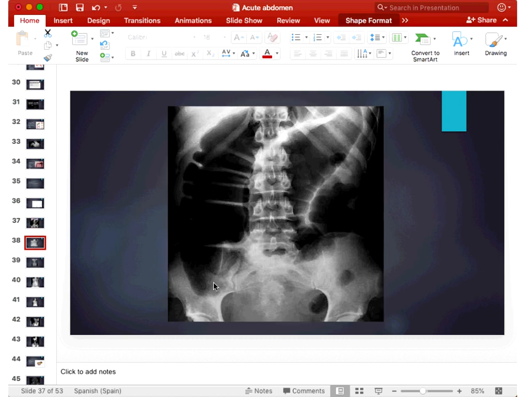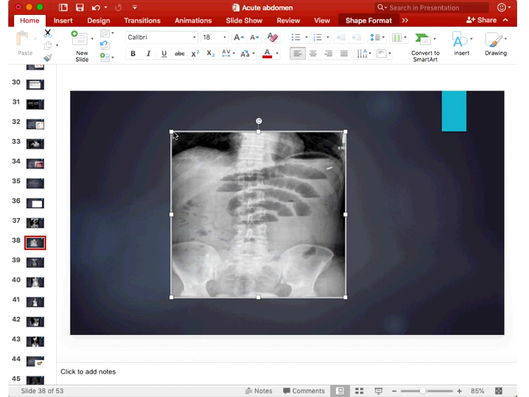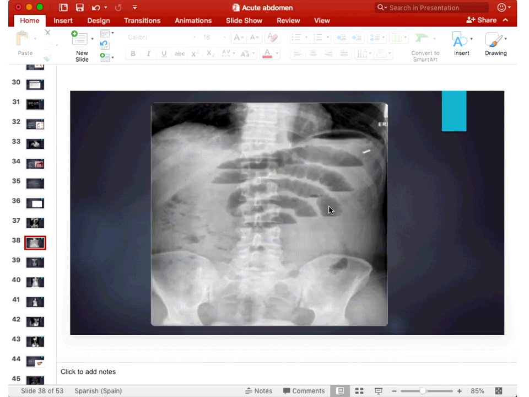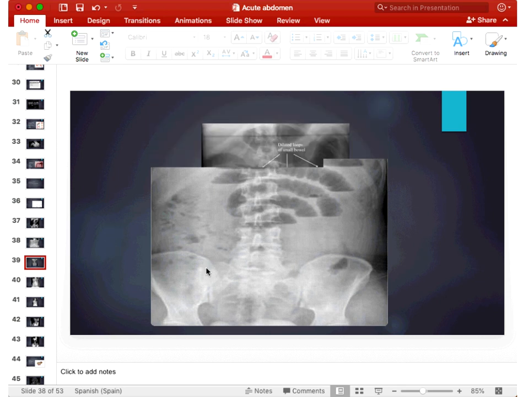Here's another example. We call this a stairs pattern. As you see here, it looks like a pile of coins, right? And there's nothing here. There's no gas in the inferior abdomen. So this is also a typical occlusion X-ray.